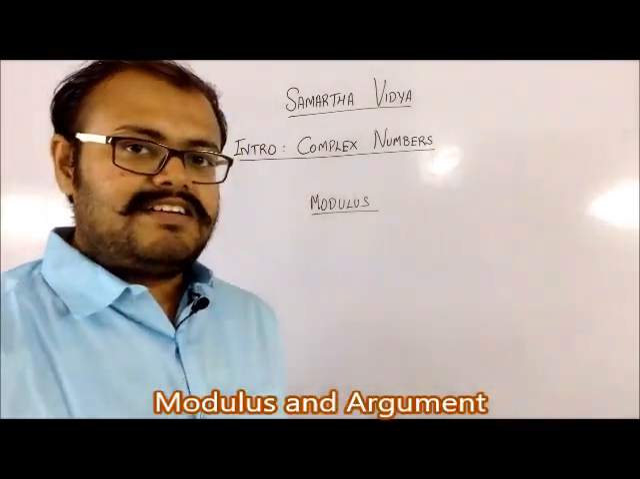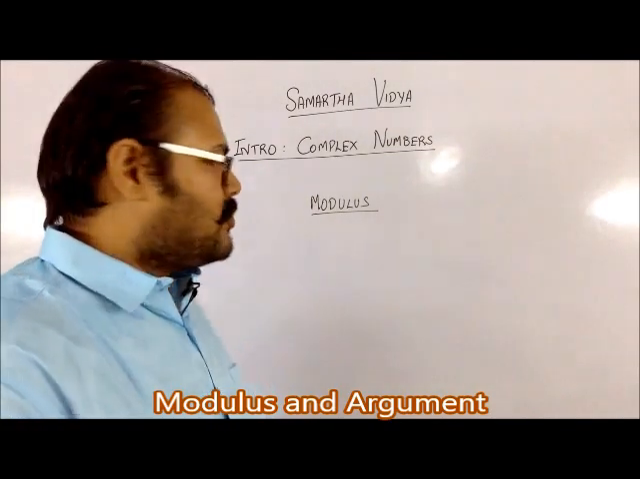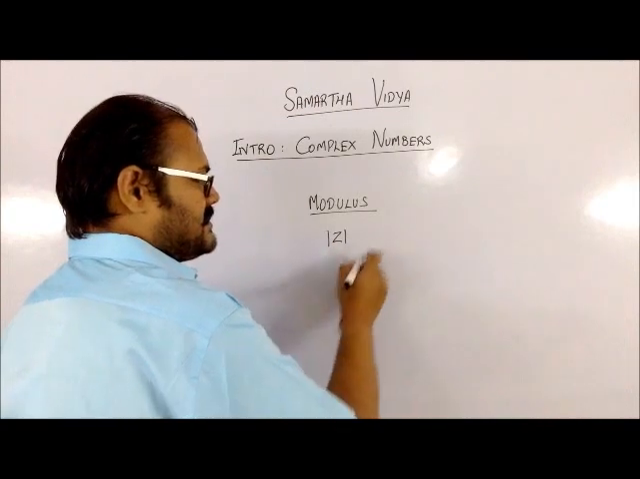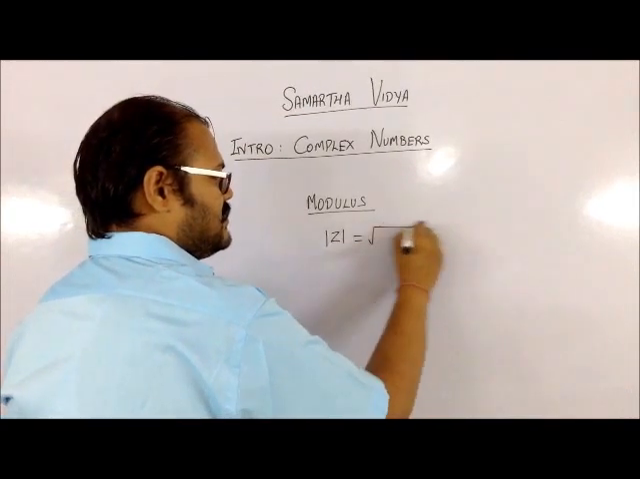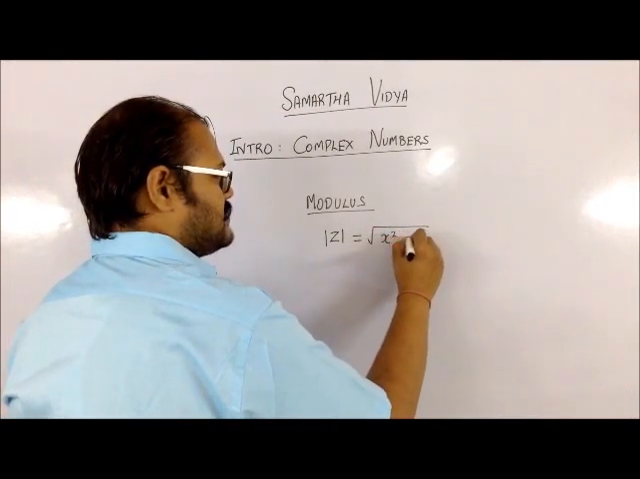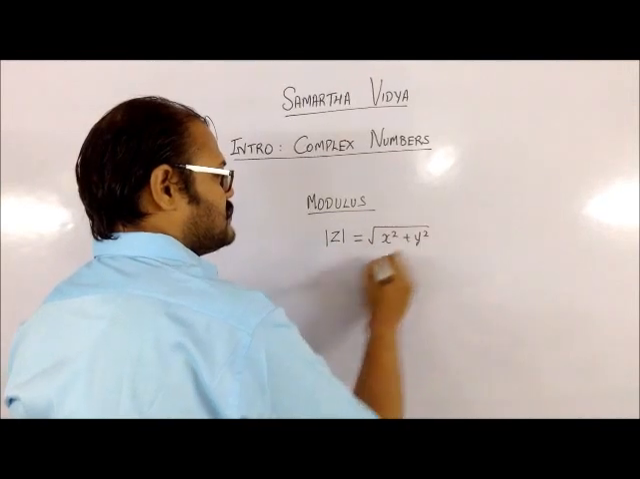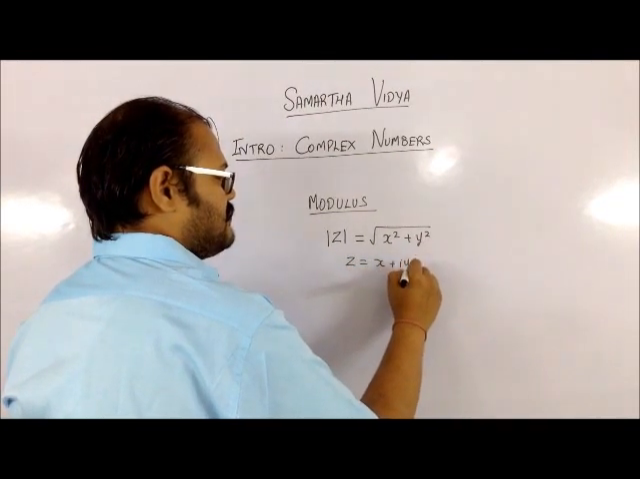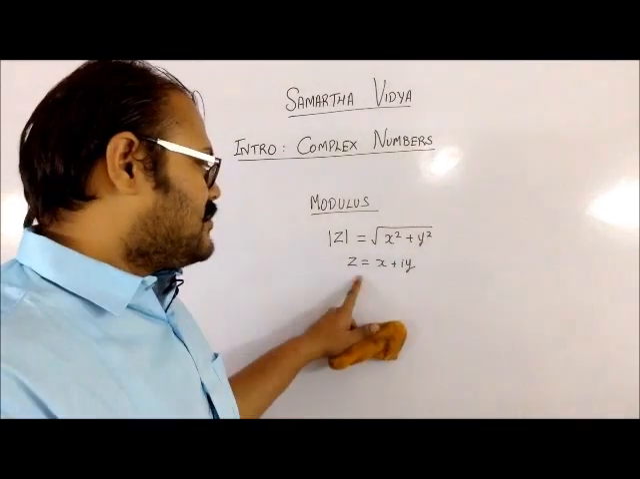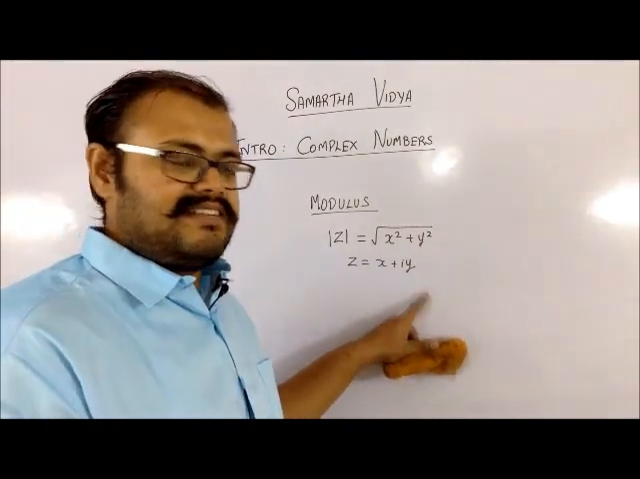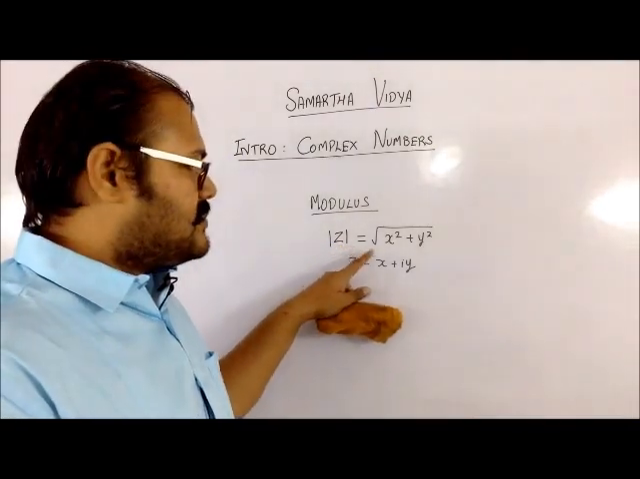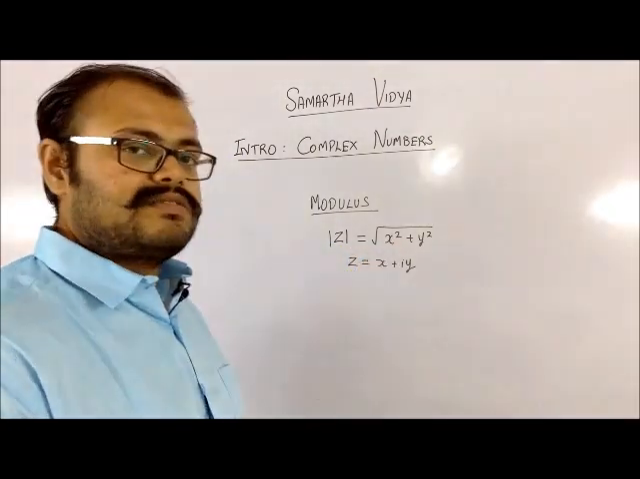Next is finding the modulus of a complex number. The modulus of a complex number is defined by mod z, which is given by root of x square plus y square, where z is defined as x plus i y. So if I have a complex number z equal to x plus i y, then its modulus is given by mod z equal to root of x square plus y square.